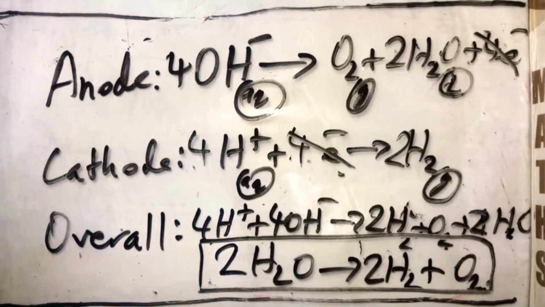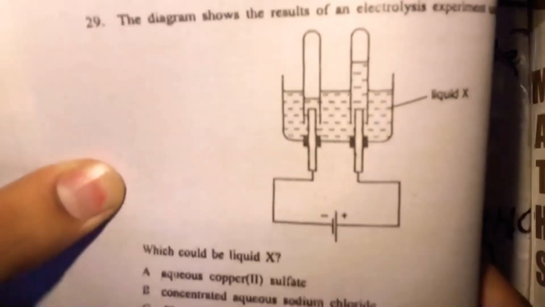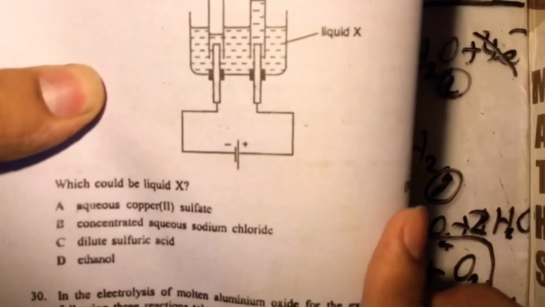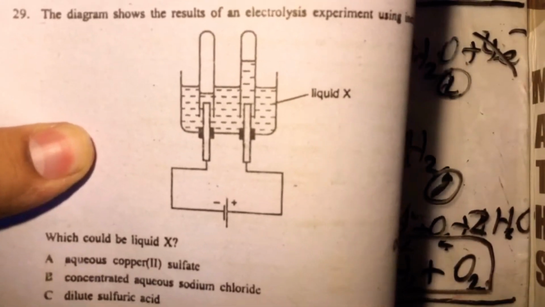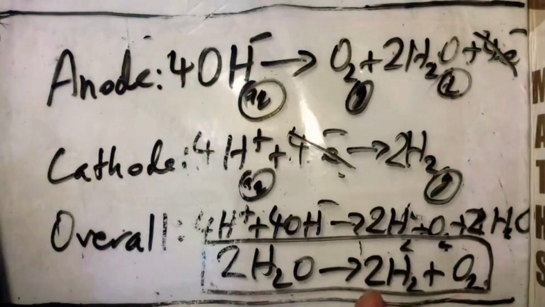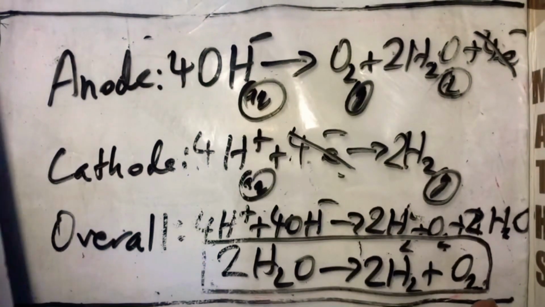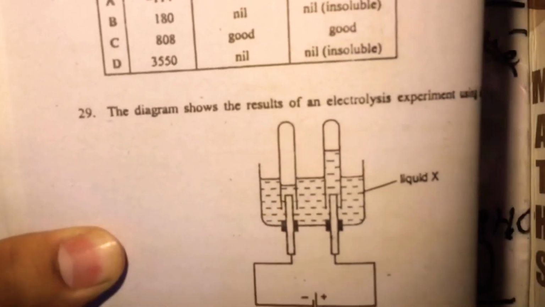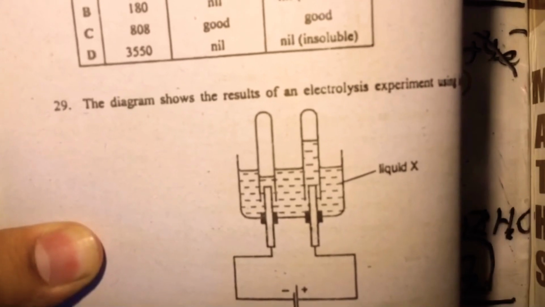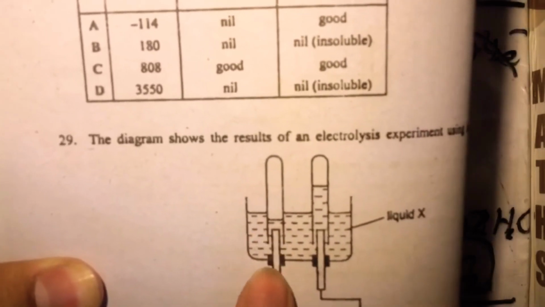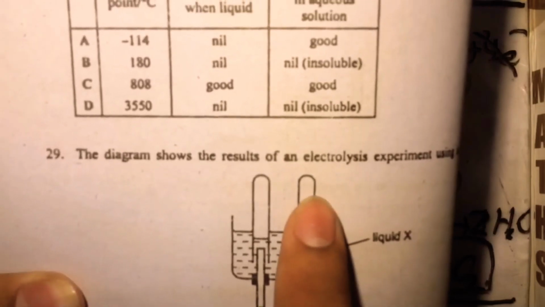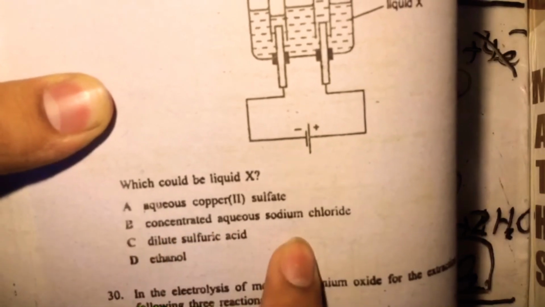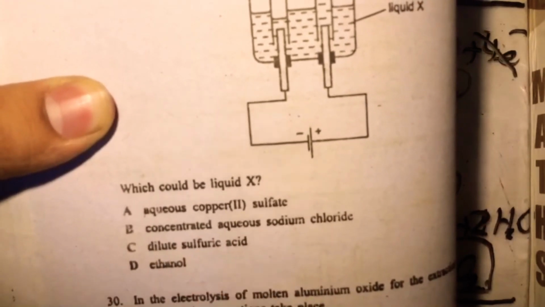Now in MCQs we get this question. The diagram shows the results of an electrolysis experiment using inert electrodes. Now since hydrogen and oxygen are produced in the proportion 2:1, and over here this is the negative electrode, the cathode, over here hydrogen is produced, and this is the anode, over here oxygen is produced, and they are in the ratio 2:1 approximately. So the answer will be C, dilute sulfuric acid.